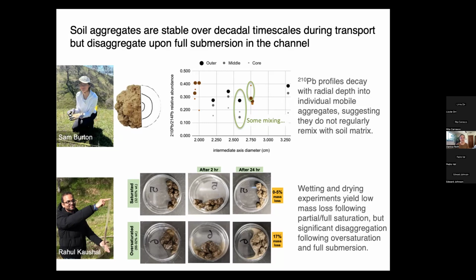So this is consistent with Sam's finding, and it suggests that for the most part, these aggregates are acting like coarse particles when they're being transported, but they turn into fines once they're in the channel and it floods. And that has important implications for post-fire hazard modeling, because the relative fractions, again, of fine and coarse material play an important role in runoff initiation.